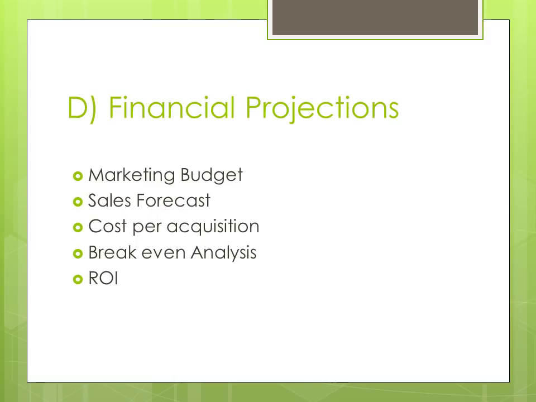The fourth section is the financial projections part. So there are multiple things that we can look at. The marketing budget definitely needs to be calculated. A sales forecast is done. The cost per acquisition can be calculated. A break-even analysis is done. Now you can see that when you do a break-even analysis, apart from the marketing team, there are inputs needed from other teams as well. So probably the finance team can help here in calculating break-even analysis and ROI.